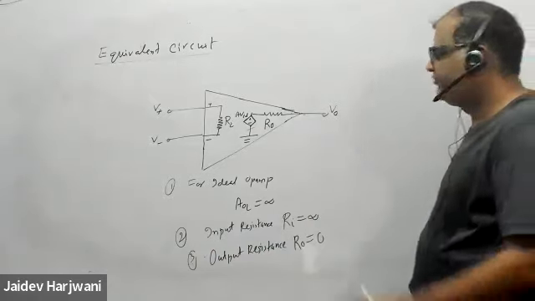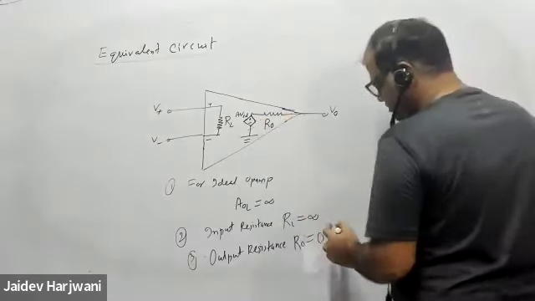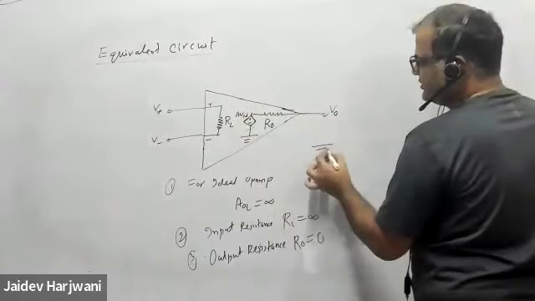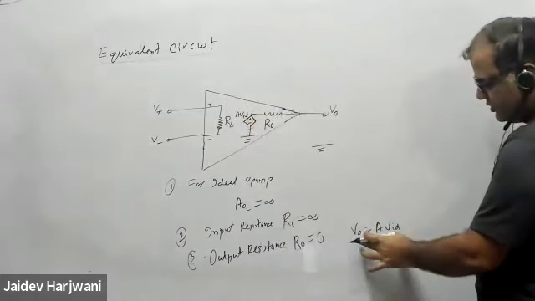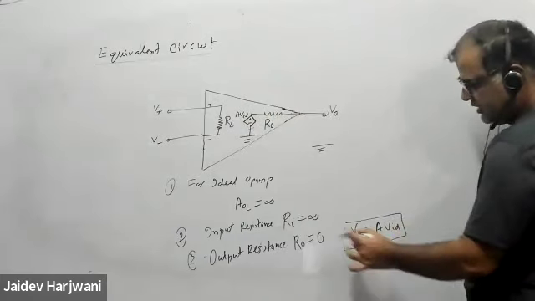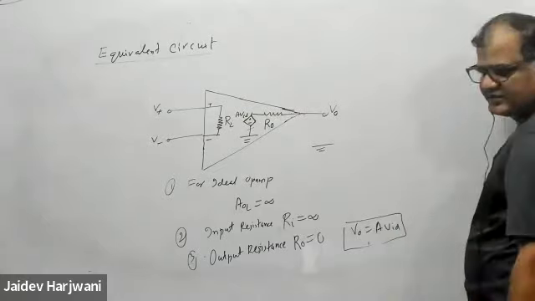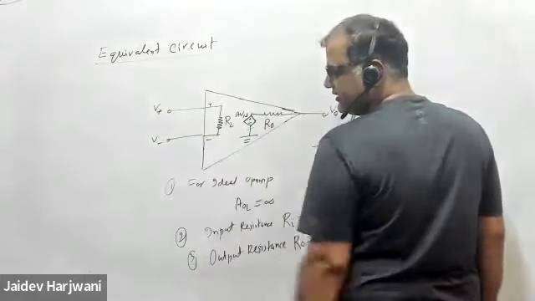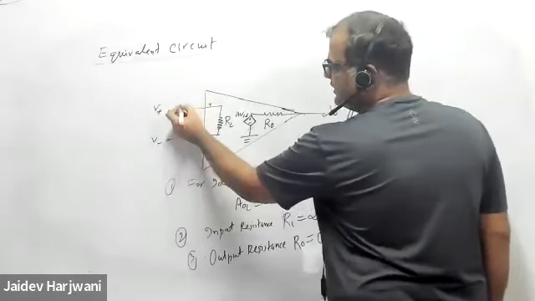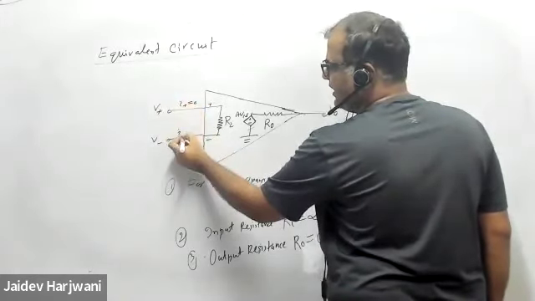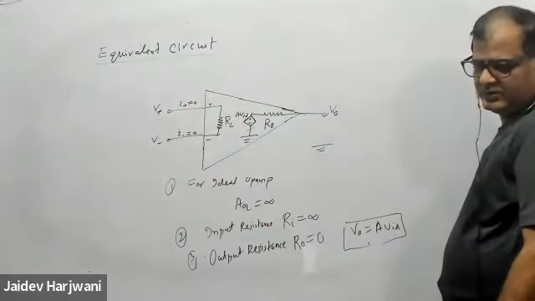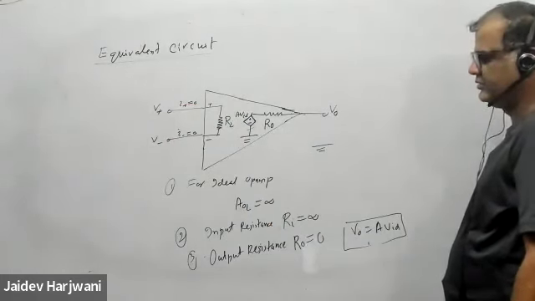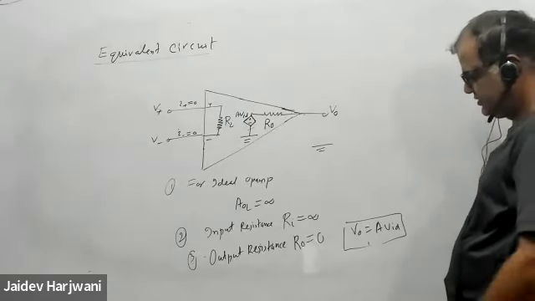If R naught is zero, no voltage drop will occur here, so now your V naught will be A VID. And since RI is infinite, current cannot pass, current cannot go inside the op amp through the inverting and non-inverting terminals. That is, I plus is always zero, I minus is also zero. So these are the properties of this op amp.